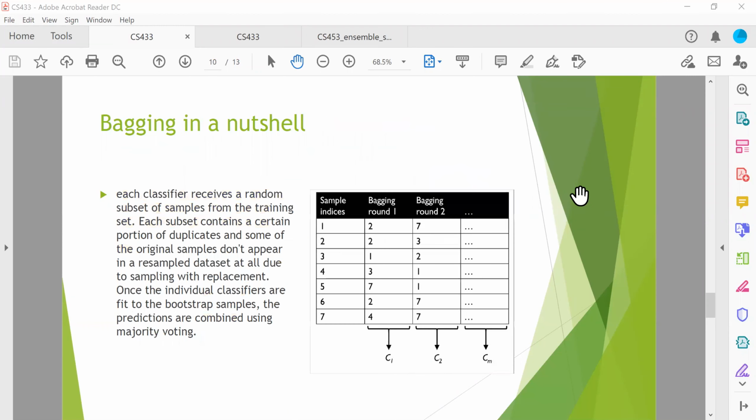Let's see here, it may make more sense. Here it shows sample indices. Basically it's indices: sample 1, sample 2, sample 3, sample 7, and it says bagging round 1. If you take a look, the second sample is repeated 3 times. So that's what we mean, you randomly pick.